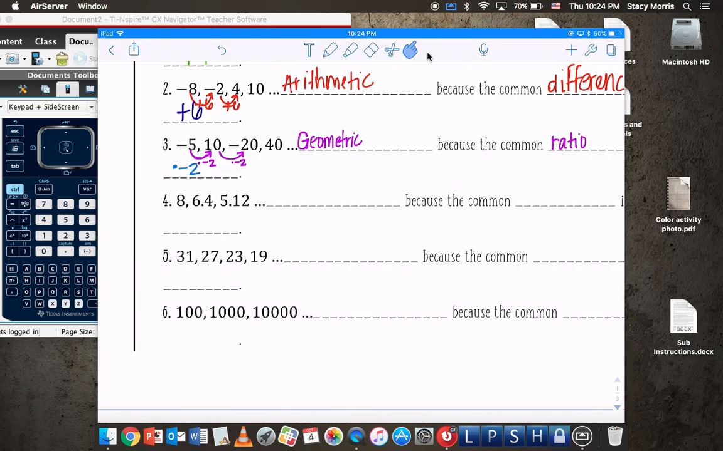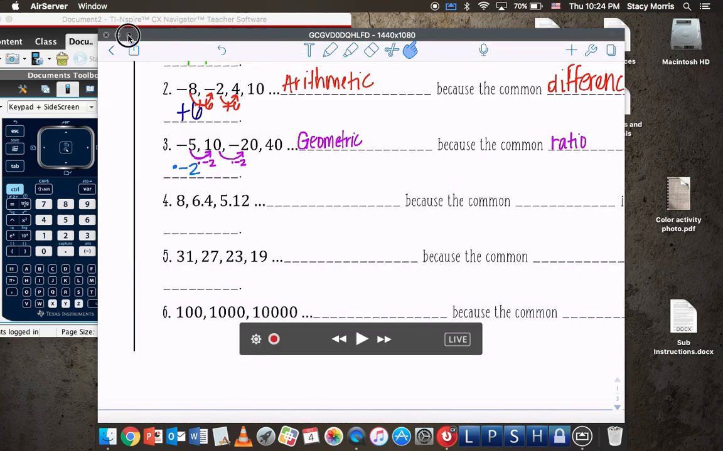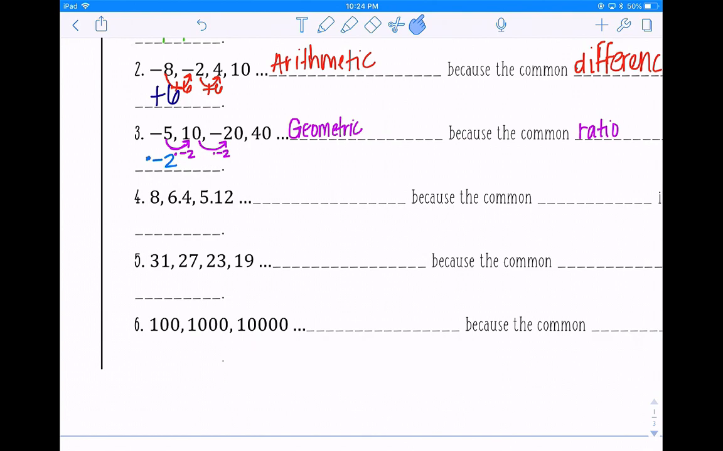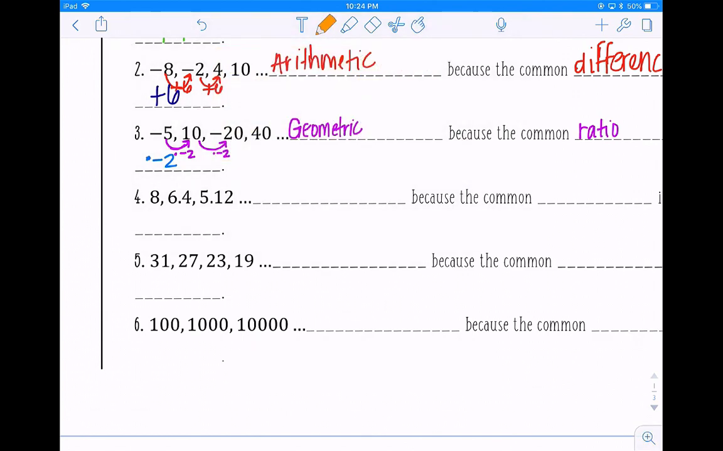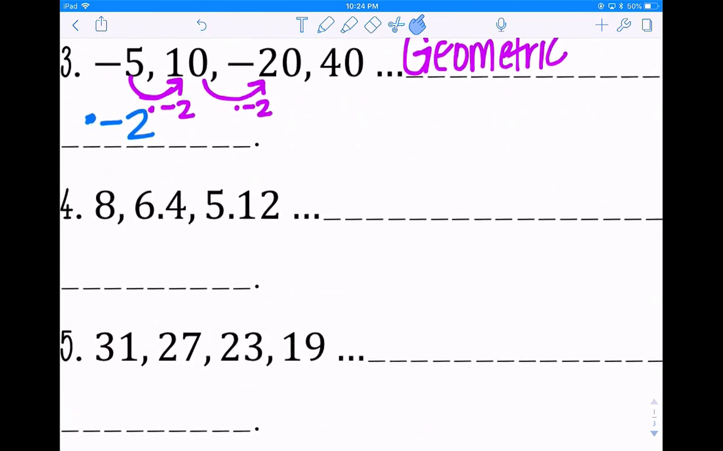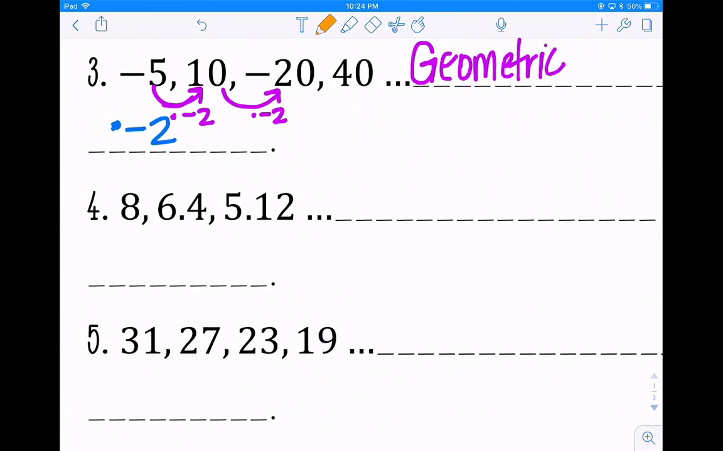Okay, all right, so I'm going to get my paper back here. My common ratio, again, I'm multiplying. So my common ratio is 0.8. So this is going to be a geometric sequence. It's geometric, again, because we're multiplying.